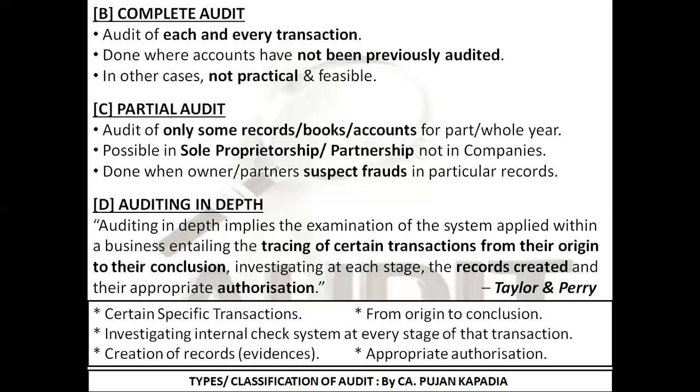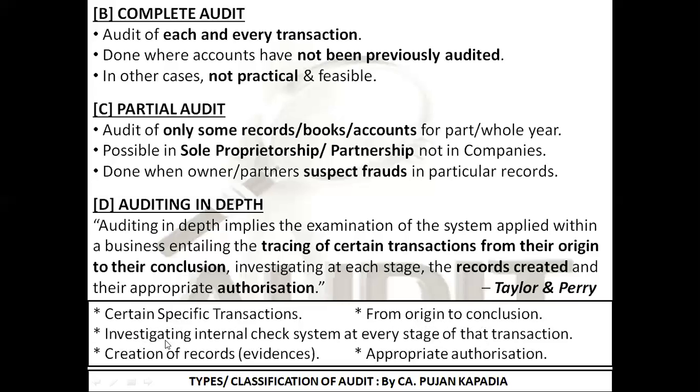There are certain important points, keywords from the definition, that I have taken in the box below. Let's read it out. First is certain specific transactions. Basically, we are not going to audit in depth every transaction, we are going to select certain specific transactions that we feel are important to be examined. Second, I'm checking everything from origin to the conclusion.